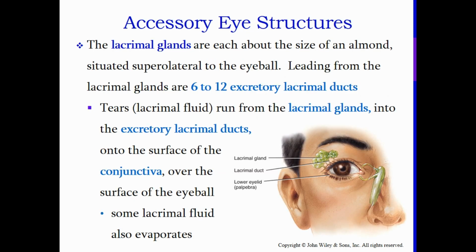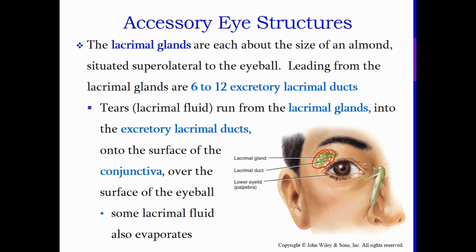The accessory eye structures, the lacrimal glands, these produce your tears. You are constantly producing tears. Each of the lacrimal glands is about the size of an almond and is situated superior-lateral to the eyeball. So that means above and to the outside. So this is them right there.